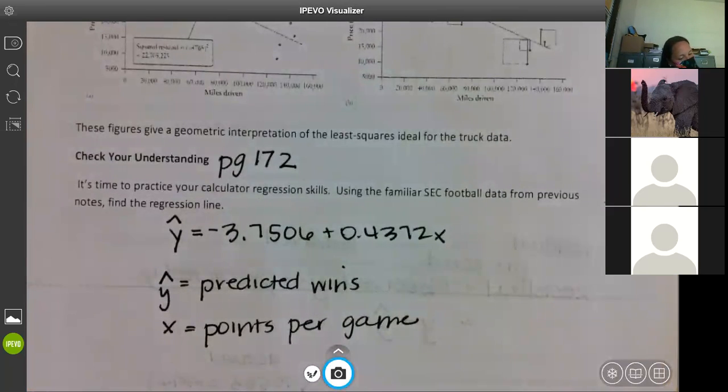What's your slope? 0.4372. Somebody in class interpret that for me. If you can't interpret it now, you'll never be able to interpret it on your quiz or your test. Maybe I should give a quiz sometime, like a for real quiz. Don't make it too hard. This is just like Math 1. What does a slope mean?